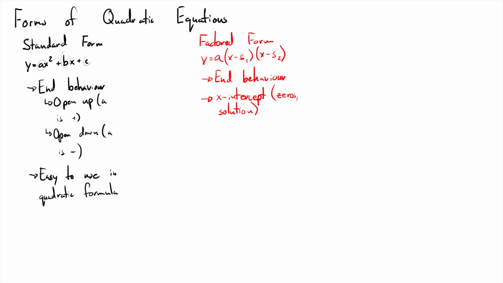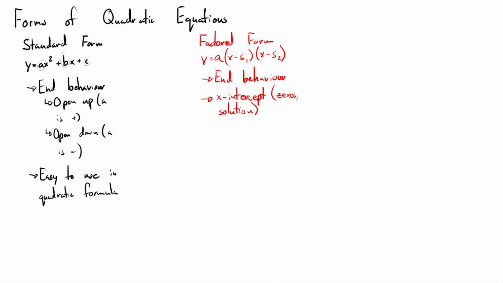The reason it's called the zeros or the solution is simply because it happens where your graph meets the x-axis, and the x-axis is located at y equals 0. So it's at the zeros. If we set y equal to 0, that's what we get. We get the zeros. And the solution is a number specifically that fits into s1 and or s2 that will make this y equals a times x minus s1 times x minus s2.